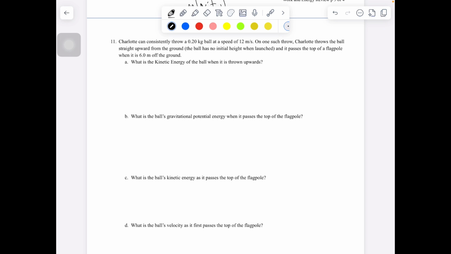Okay, well, let's draw a picture. Let's say we have our ground. We have Charlotte. They are throwing a ball upwards. We are saying that it is thrown straight up from the ground. So really it is launched all the way down here with a velocity upwards. And that velocity is 12 meters per second.